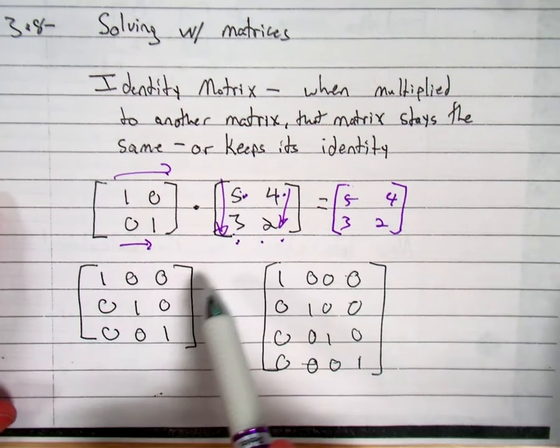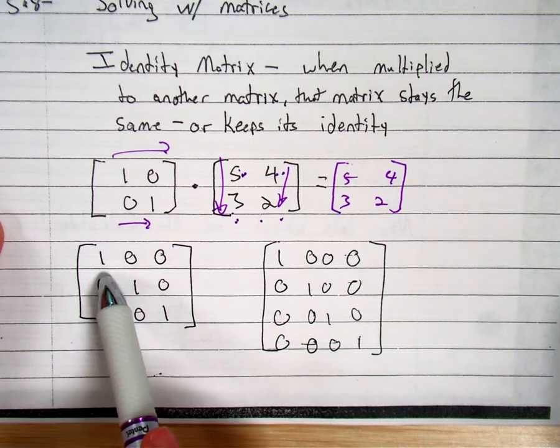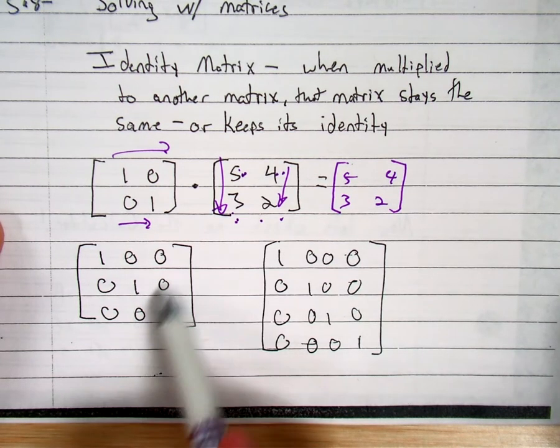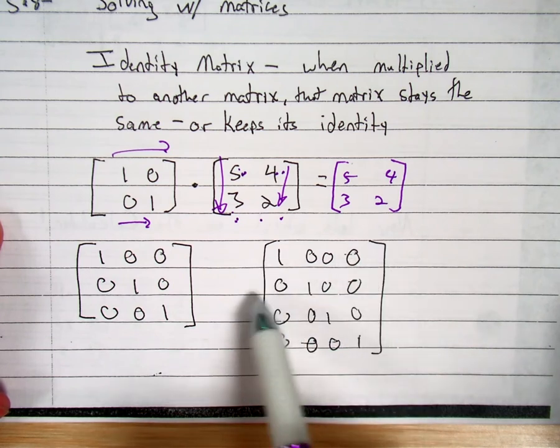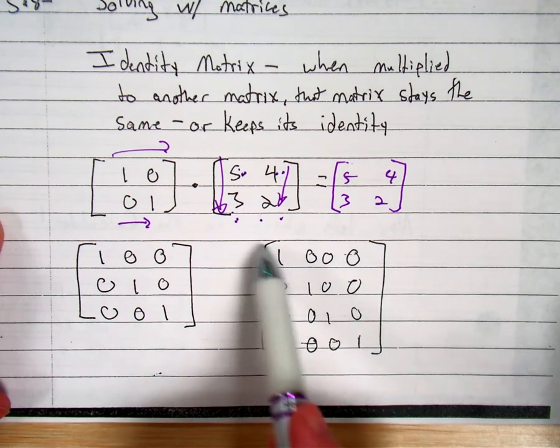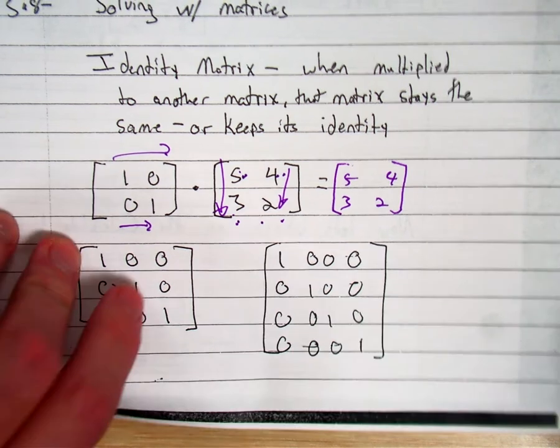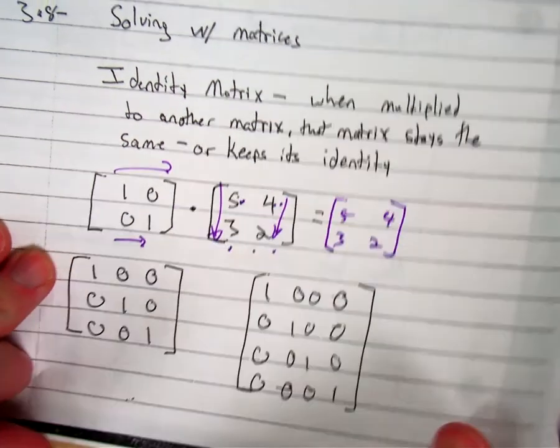All right, so the pattern follows that the identity matrix is a diagonal line of 1s with everything else 0s. So for a 3 by 3, you have 1, 1, 1, and all these are 0s. A 4 by 4, we'd have 1, 1, 1, 1. See, it just keeps going diagonal like that.